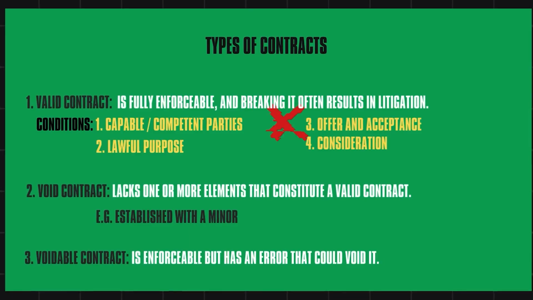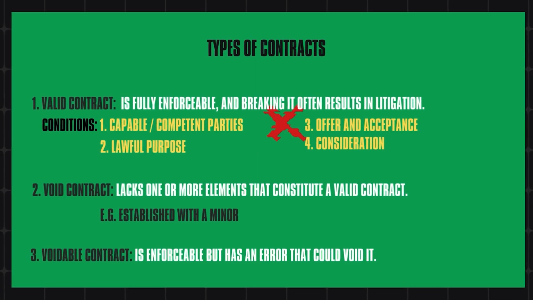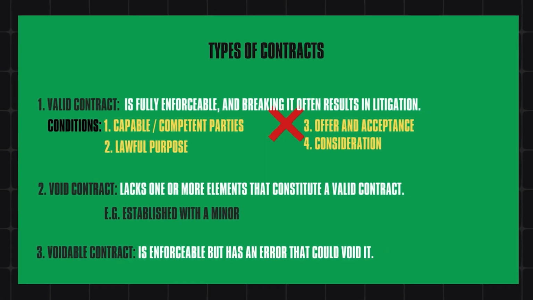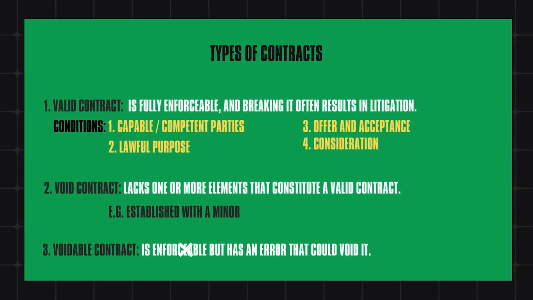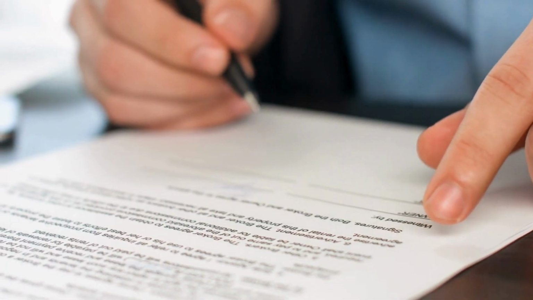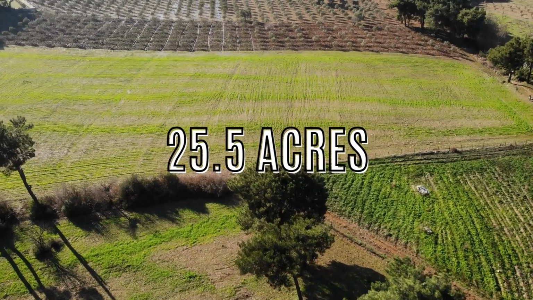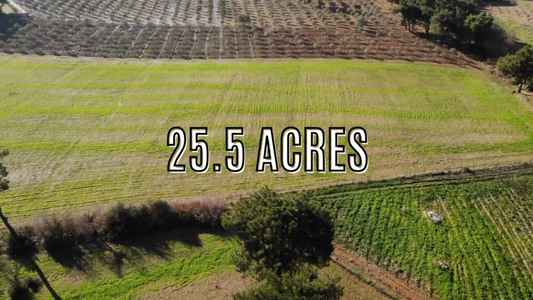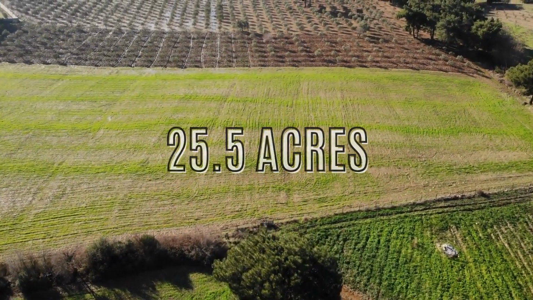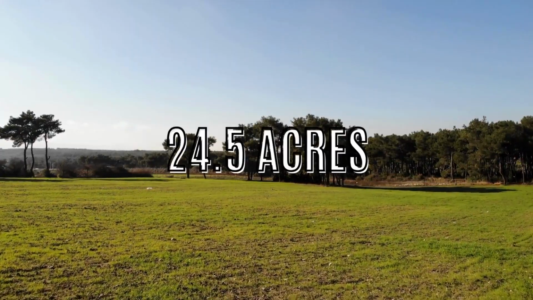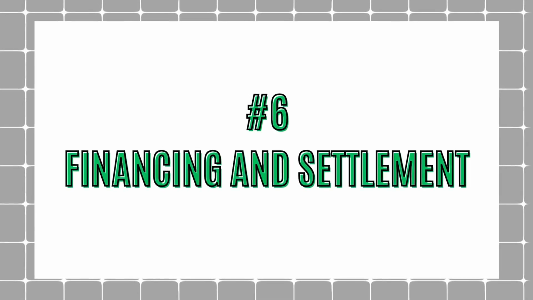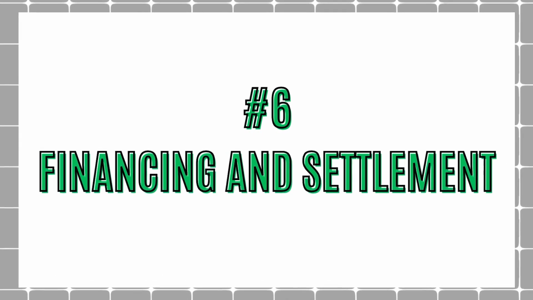And then we have a middle ground between the two, a voidable contract. A voidable contract is one that is enforceable but has an error that could void it. Think of a contract stating you are buying 25.5 acres of land, only to realize after signing that it is actually 24.5 acres. You can decide to void the contract because of this error, since that is not what you signed to purchase. Number 6, financing and settlement.